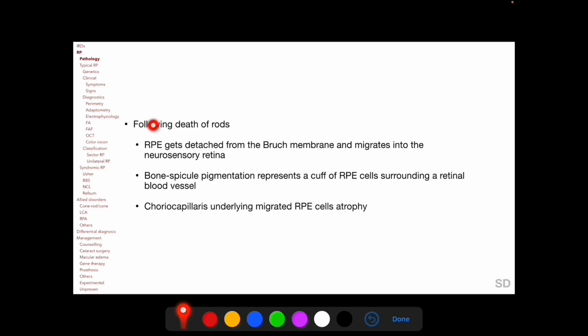Following death of the rod photoreceptors, the retinal pigment epithelial cells get detached from the Bruch's membrane and migrate into the neurosensory retina. And bone spicule pigmentation, which is a characteristic feature of retinitis pigmentosa, represents a cuff of RPE cells within the neurosensory retina surrounding a retinal blood vessel, and following migration of the RPE cells from their normal position, the underlying choriocapillaris atrophies.